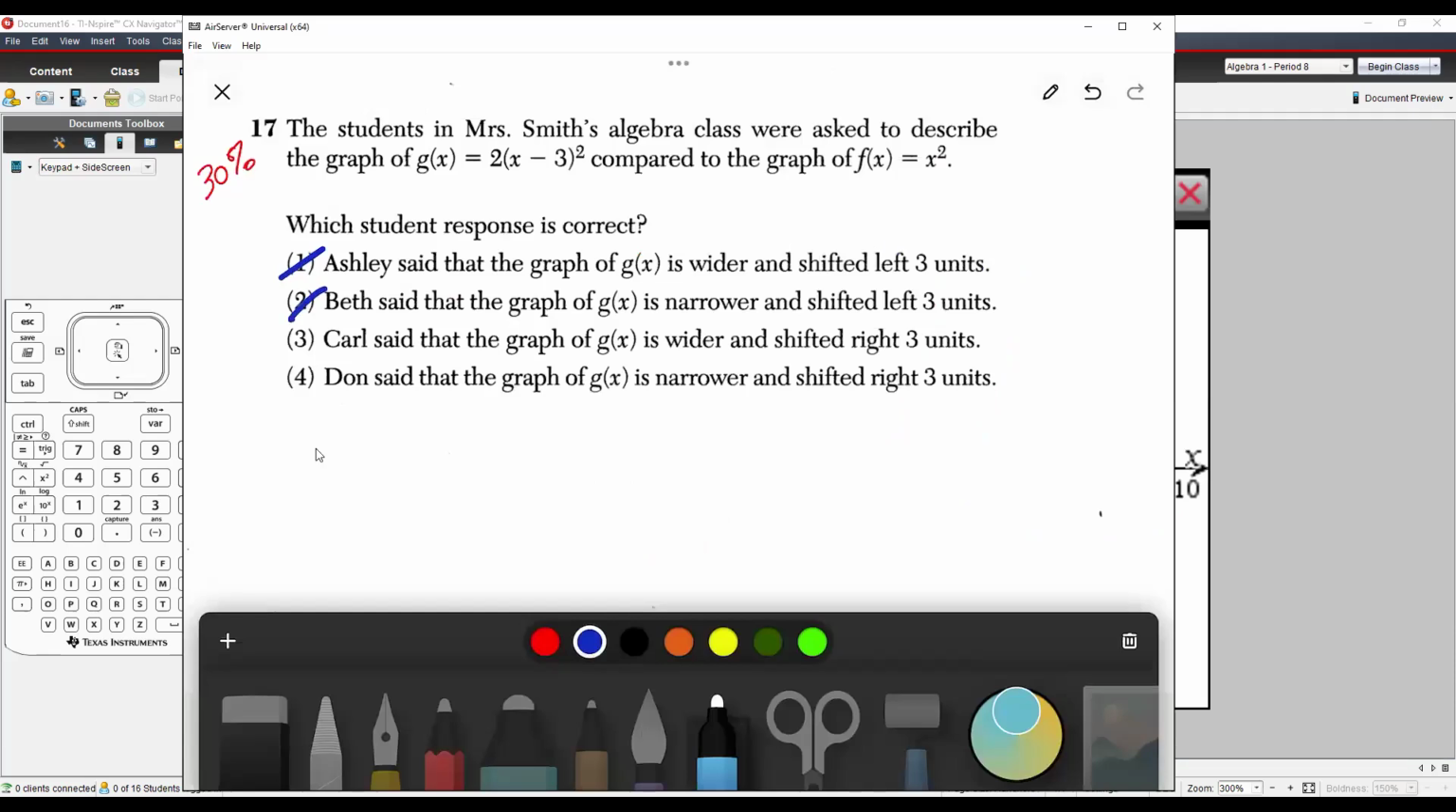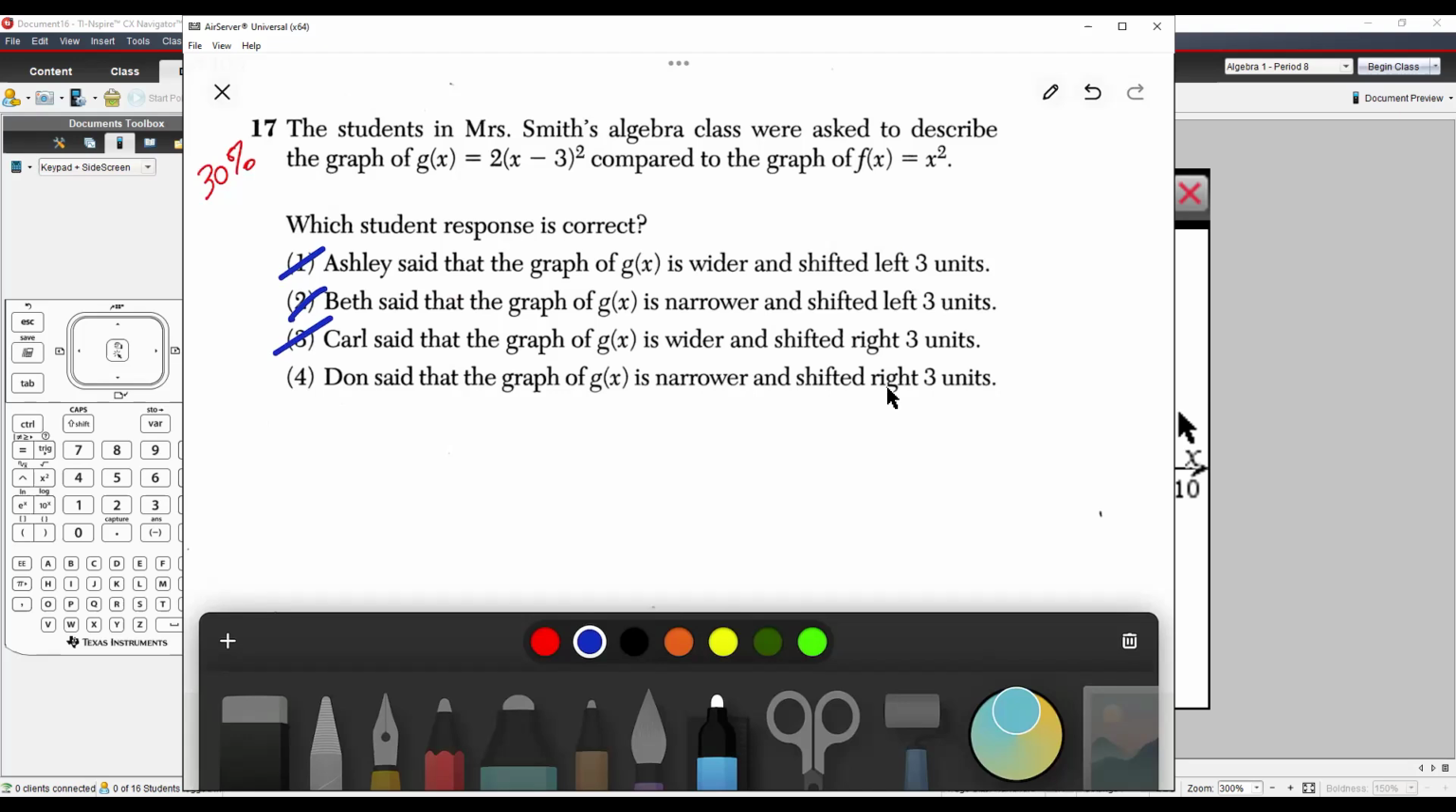I'm having fun. All right, now Carl said the graph of g of x is wider and shifted right. So it says g of x is wider and shifted right 3 units. Again, g of x is not wider. So Carl is capping too. Shoot, Don must be the only honest person in the freaking thing. So Don said the graph of g of x is narrower and it's shifted right 3 units.